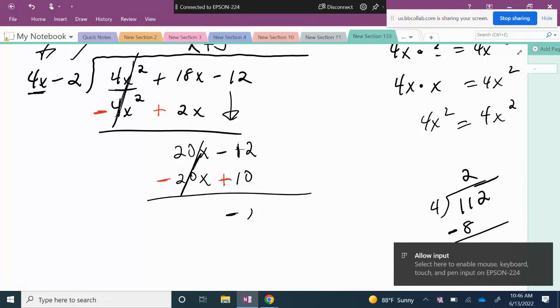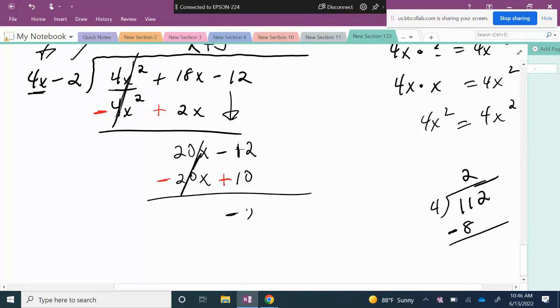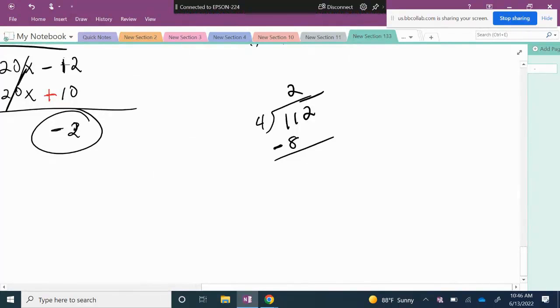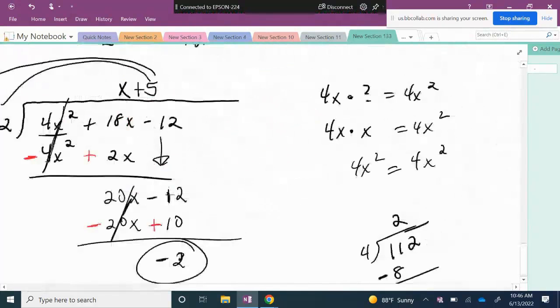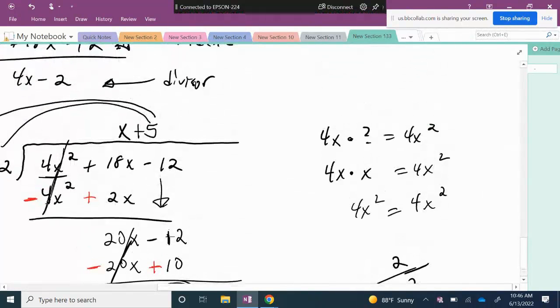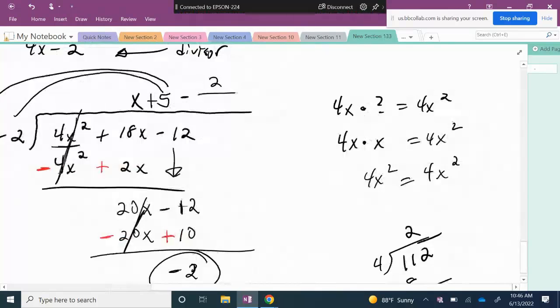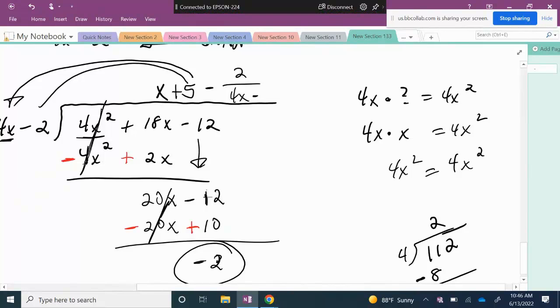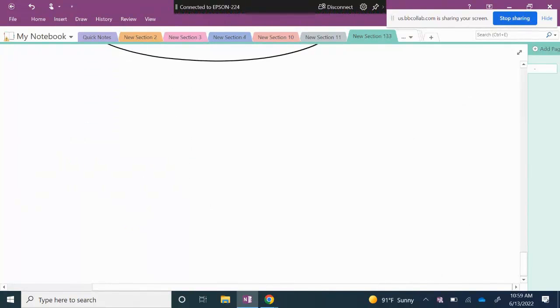Hopefully I am. All right, so negative 12 plus 10 is negative 2, and negative 2 is our remainder. All right, so I'm simply going to put my remainder over my divisor. So my remainder is negative 2 over 4x minus 2.